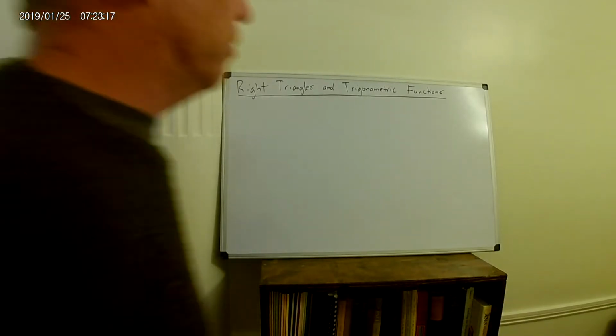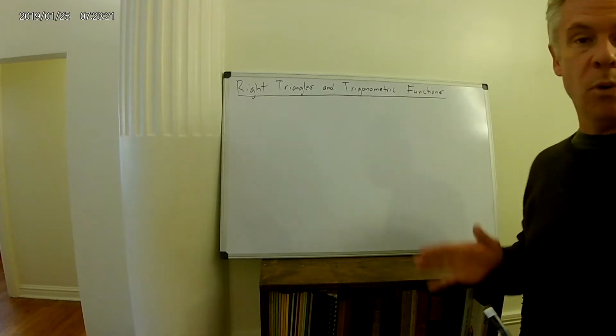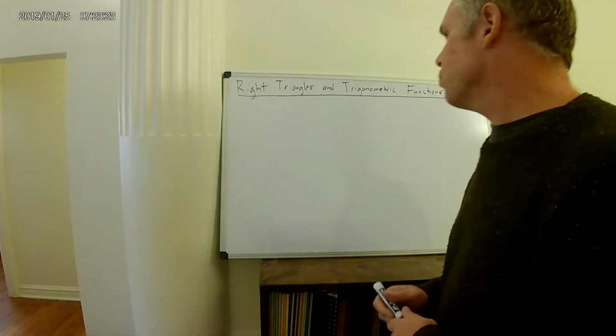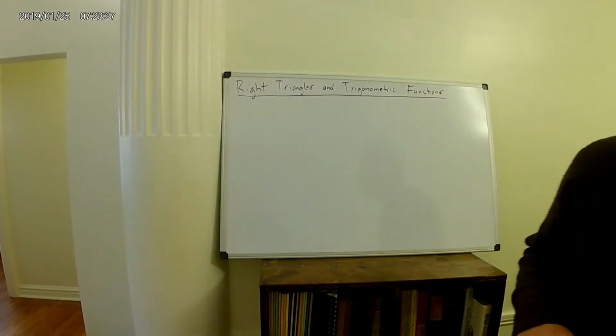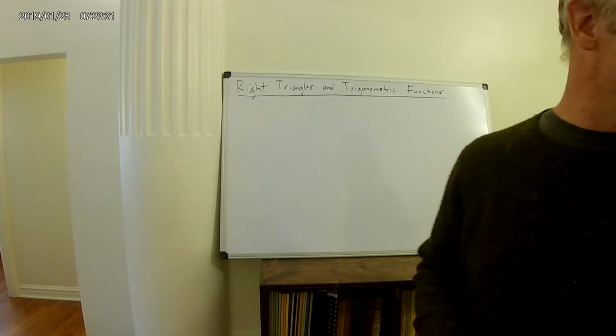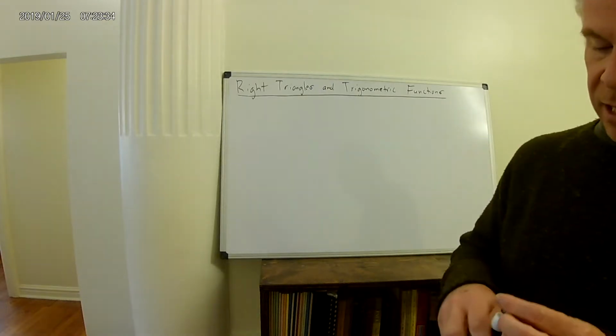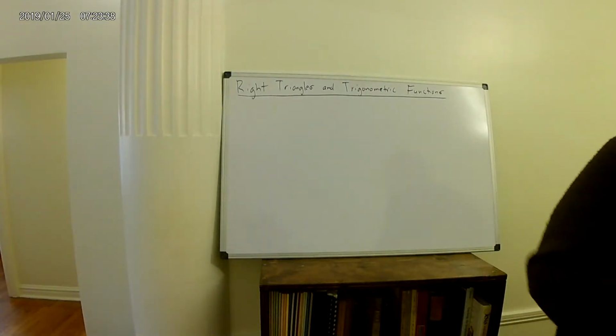This is the video lecture for Math 110 for Monday, April 20th, Part 1. And the topic for today is right triangles and trigonometric functions. So we're getting into an entirely new area now. We're leaving behind sequences and series and simple and compound interest. And we're getting into the last segment of the course, which is basically some simple trigonometry.